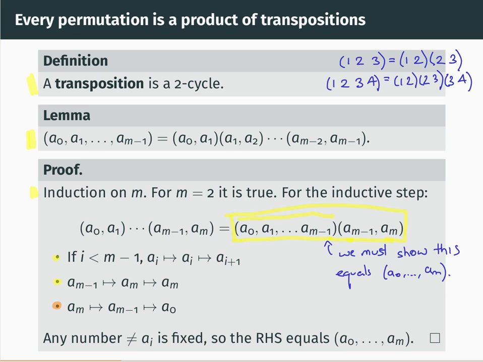So we've seen that each a_i goes to a_{i+1} for i less than or equal to m minus 1. And we've also seen that a_m goes back to a0. But what I'm just describing is precisely the m plus 1 cycle a0 up to a_m. So that composition on the right really does equal the m plus 1 cycle a0 up to a_m, and we've completed the inductive step in our proof.